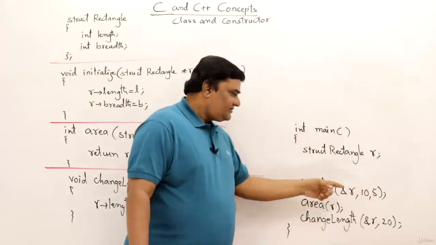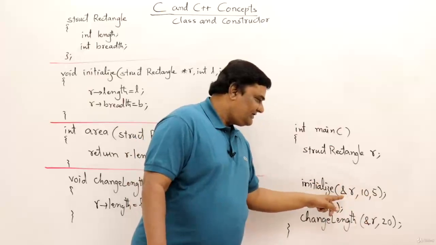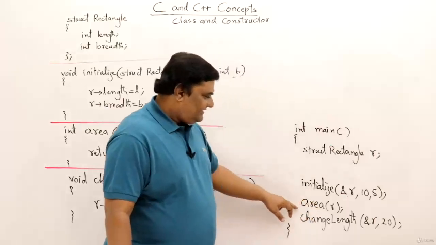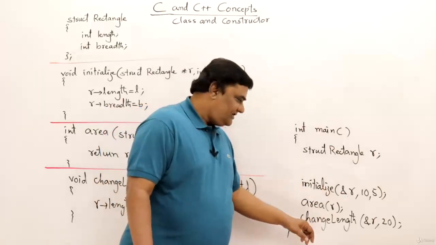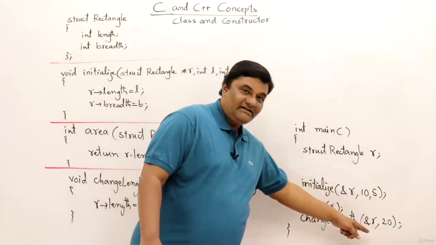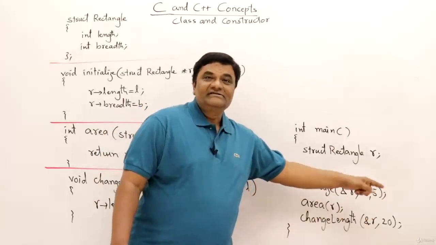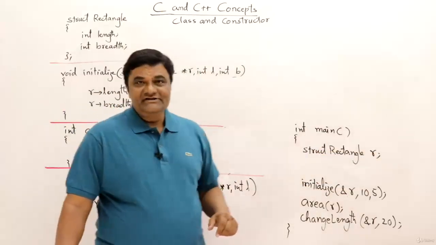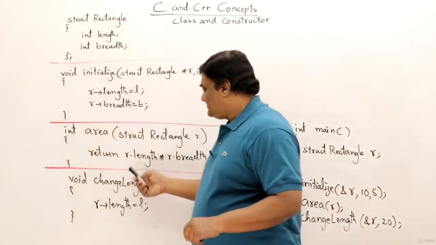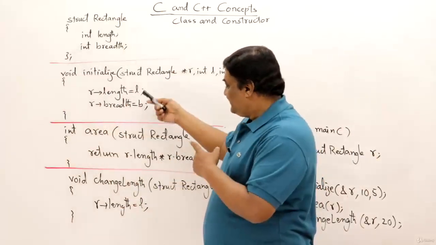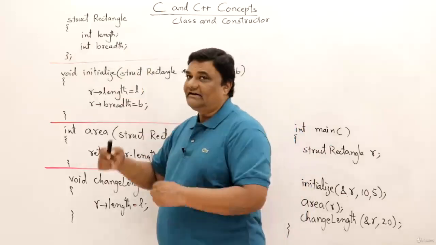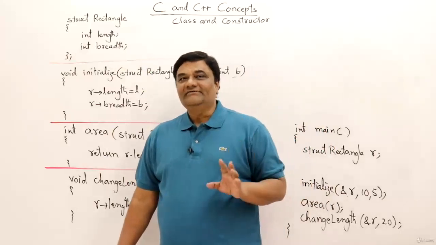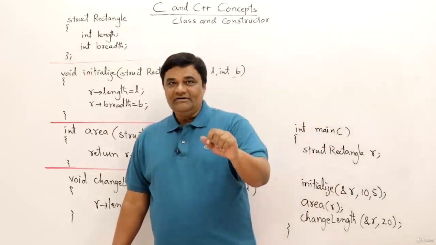The initialize function is setting the length and breadth, so it is taking the rectangle by reference, and taking length and breadth. Area is taking a rectangle. Change length is taking a rectangle by address again, and it is changing length by taking a new length. So these are the functions, and they are defined here. All these functions are related to that rectangle. This is the best style of coding in C language, so I have adopted it in my course.